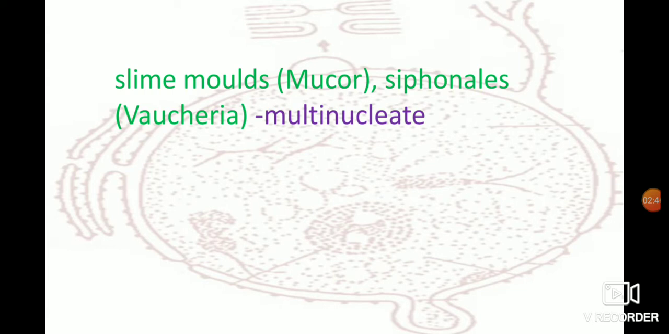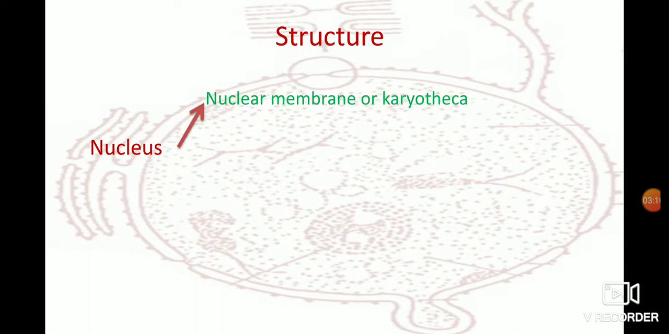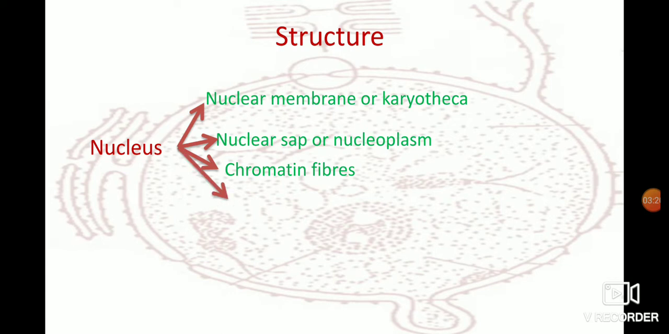The shape of the nucleus varies considerably. In most of the cells, it is spherical in shape. It may be cylindrical or elliptical. Now coming to the structure of the nucleus, it consists of four parts. The first is the nuclear membrane or karyotheca. The second is the nuclear sap or nucleoplasm. The third is the chromatin fibers, and the fourth is the nucleolus.